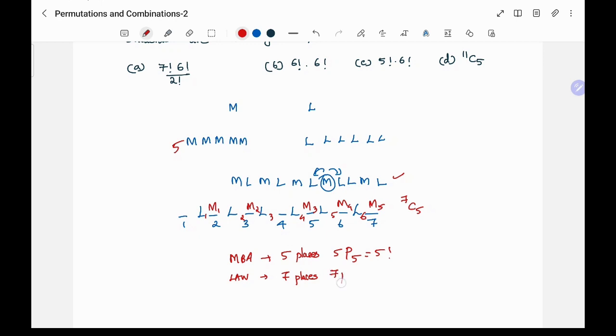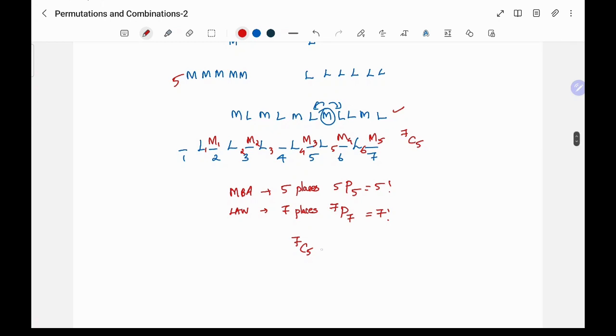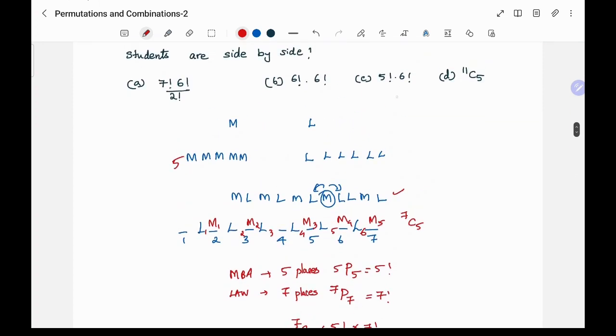And if I permute 7P7, I get 7 factorial. So the total number will be 7C5, which is first choosing the places where the MBA students will sit. Then I permute among them, which is 5 factorial. Then I permute the law students, which is 7 factorial. So this is the answer.